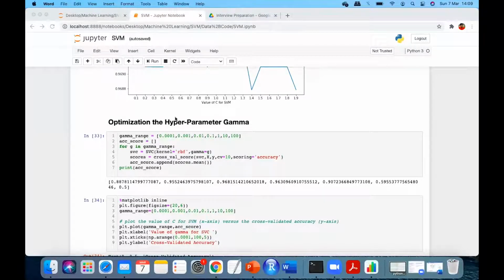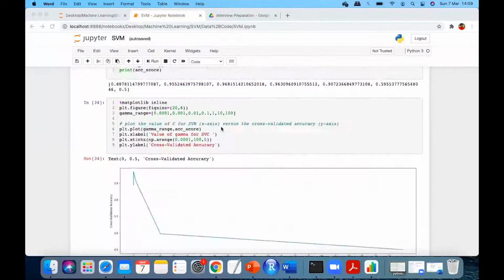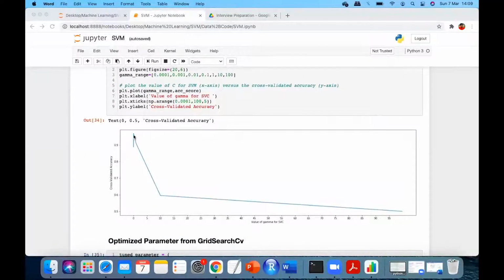We are 100% dependent upon the accuracy score. Yes or no? Or for that matter, if precision is useful for you, then obviously precision. If recall is useful for you, then recall. You got my point? So I'm again choosing the gamma in a particular range, and again I'll see where the value is maximum. And this is my accuracy. Yes or no?